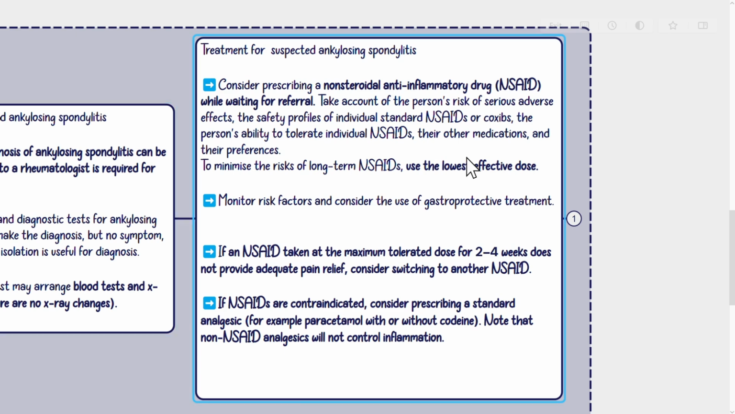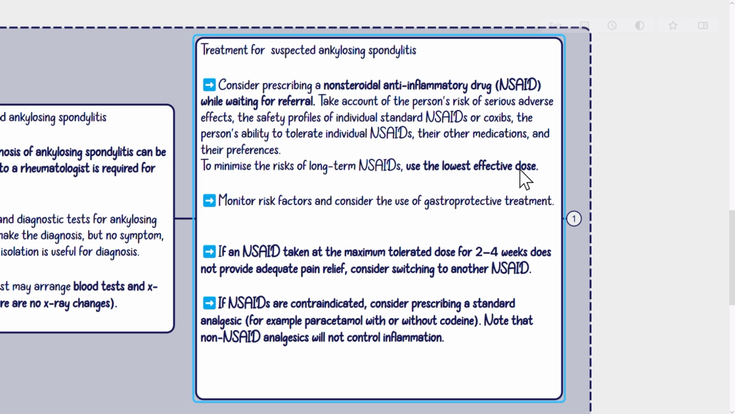Treatment for suspected ankylosing spondylitis. Consider prescribing a nonsteroidal anti-inflammatory drug, NSAID, while waiting for referral. Take account of the person's risk of serious adverse effects, the safety profiles of individual standard NSAIDs or COXIBs, the person's ability to tolerate individual NSAIDs, their other medications, and their preferences. To minimize the risks of long-term NSAIDs, use the lowest effective dose. Monitor risk factors and consider the use of gastroprotective treatment.